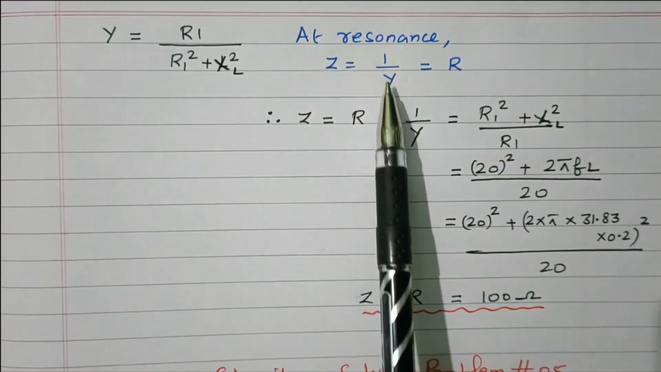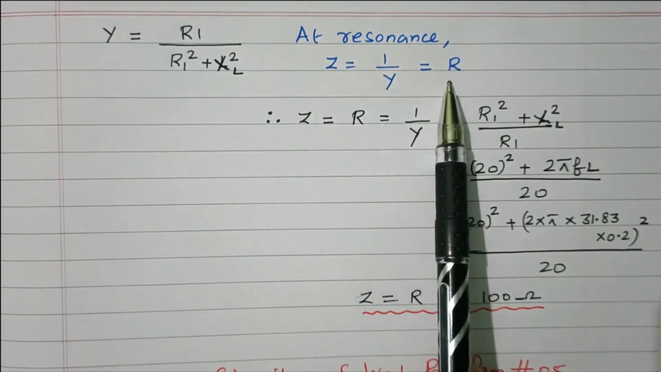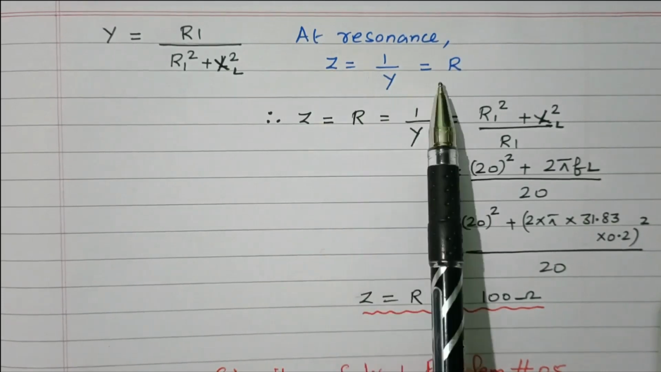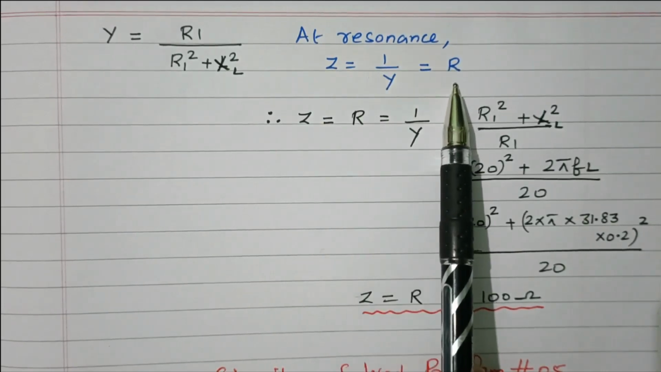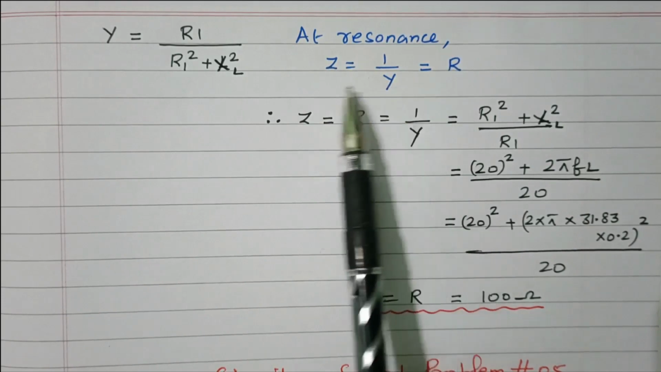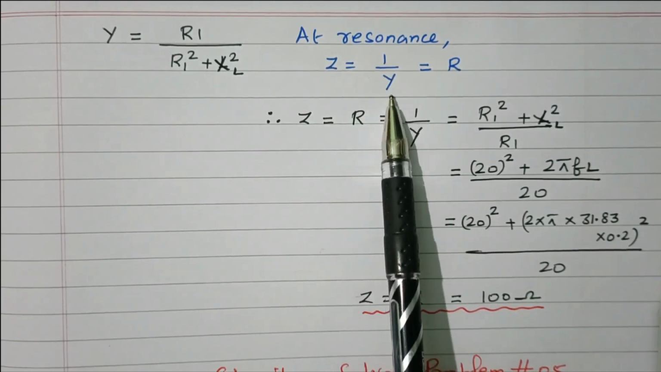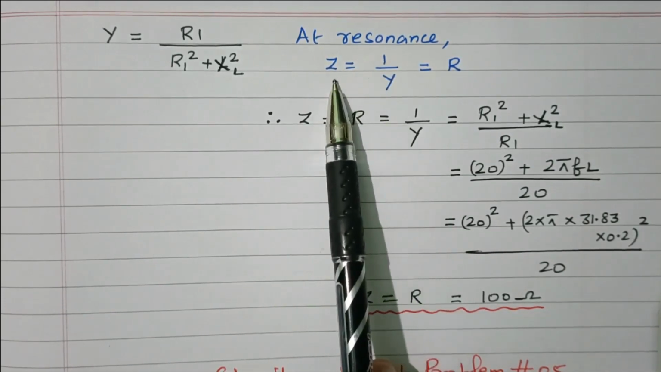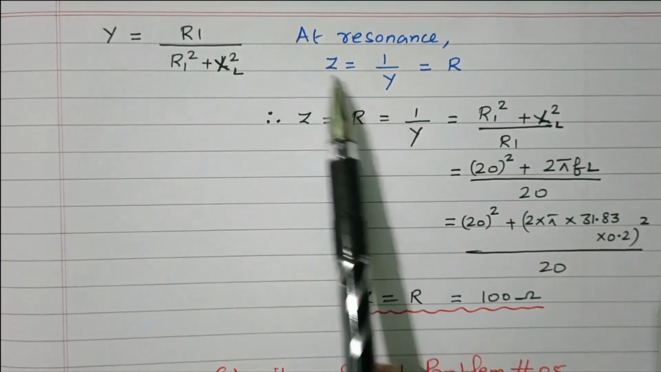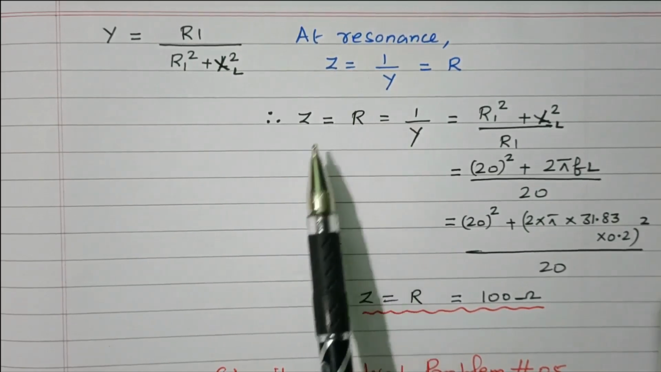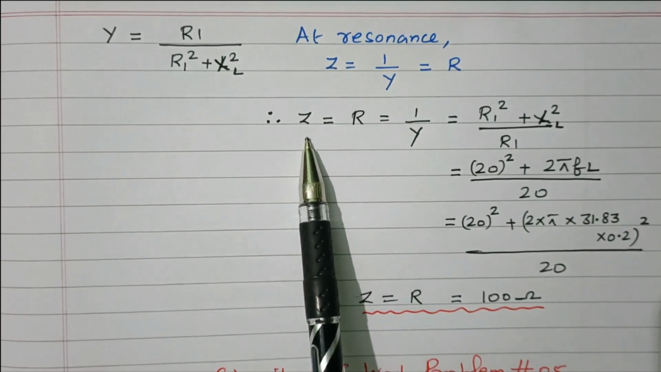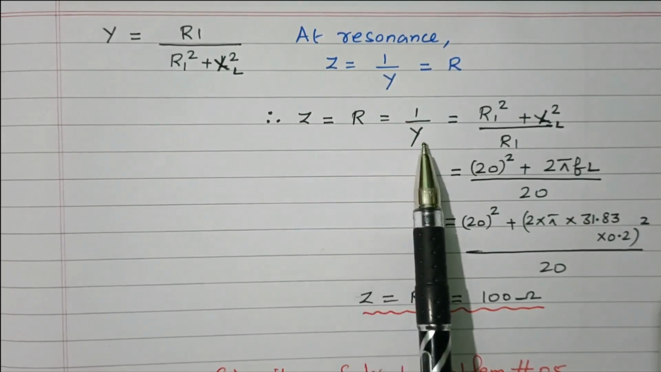So Z equal to 1 by Y, that is equal to R. Under the resonant condition, the impedance is only resistance value. That is Z equal to R. Z is nothing but 1 by Y. This admittance and impedance both are inverse, both are reciprocal. So that means Z equal to R equal to 1 by Y.